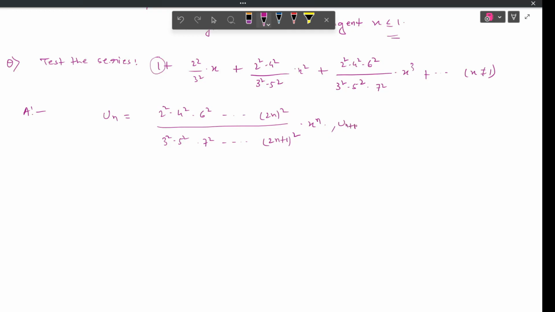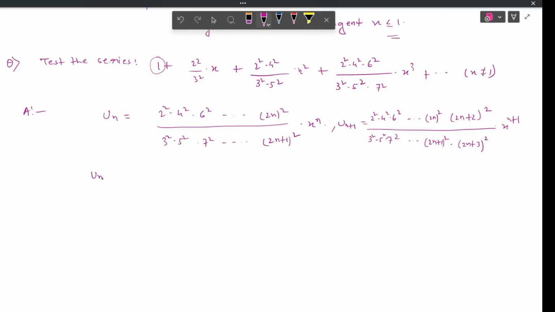Now what will be u of n plus 1? It will be 2 square, 4 square, 6 square up to 2n, and we are adding one extra term. In place of n, we have to write n plus 1. So it would be 2n plus 2 square upon 3 square, 5 square, 7 square, up to 2n plus 1 square, and then it would be 2n plus 3 square. In place of n, we have to write n plus 1. So 2n plus 2 plus 1, that is 2n plus 3 square. And this would be x to the power n plus 1.